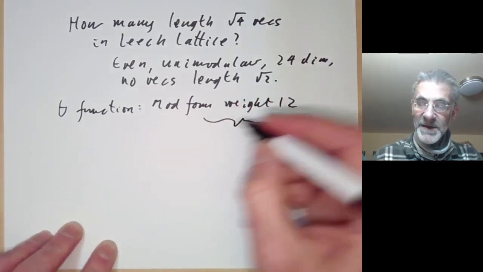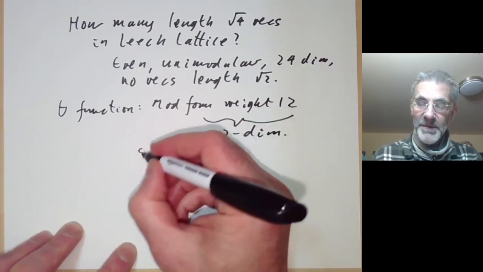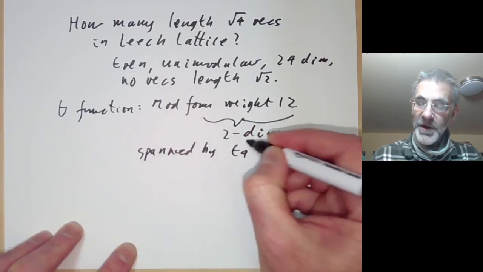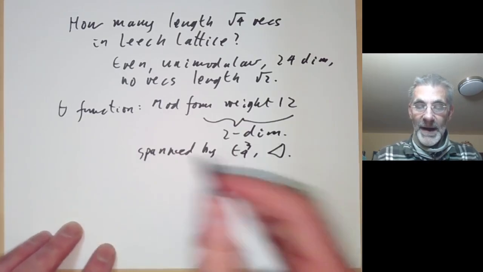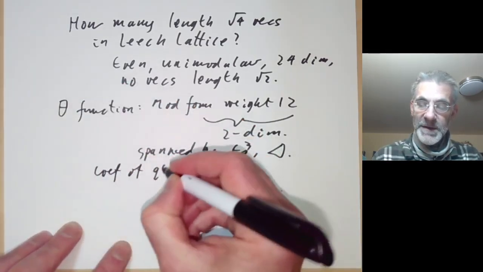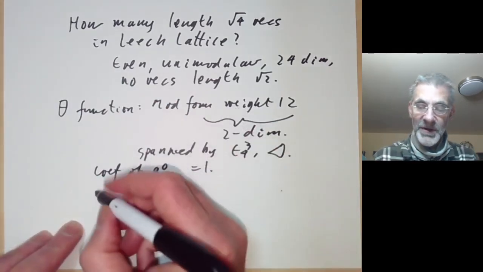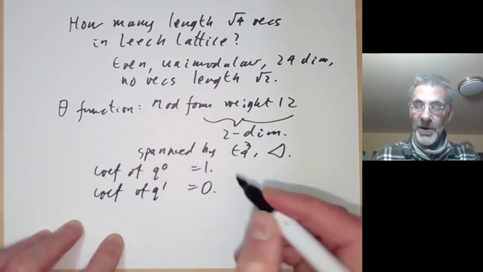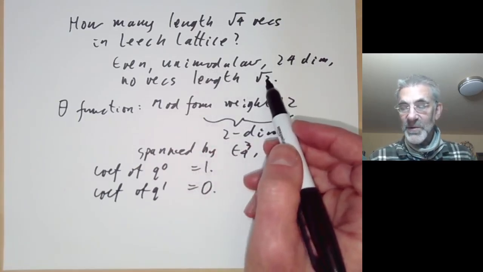And now the space of modular forms of weight 12 is 2-dimensional, and it's spanned by, say, E4 cubed and the discriminant delta. And now the coefficient of q to the 0 must be equal to 1 because there's just one vector of norm 0. And the coefficient of q to the 1 must be 0 because we've said there are no vectors of length root 2.